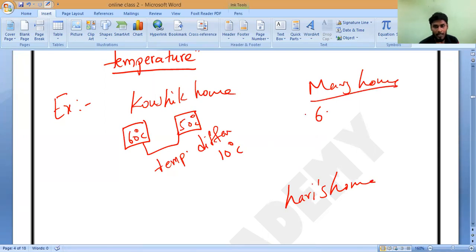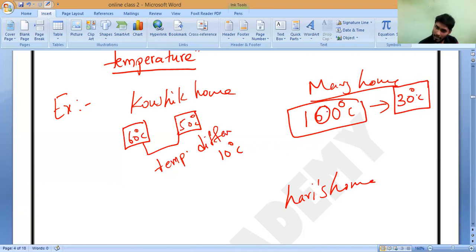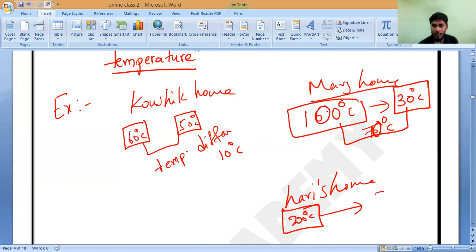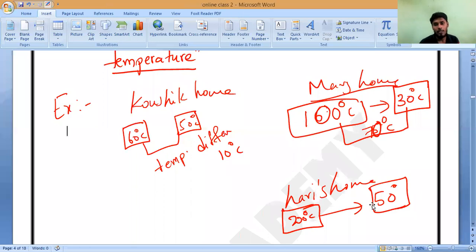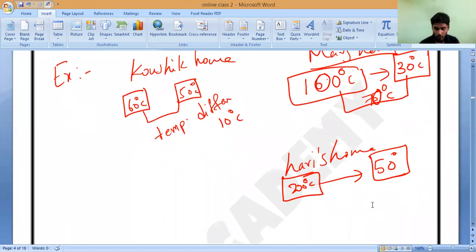Now, Mari's home. The body temperature is 100 degrees Celsius, one hot body, and the cold body is only 30 degrees Celsius. What is the temperature difference? 70 degrees. Is it yes or no? Let us consider Hari's home is 200 degrees Celsius and the other body temperature is 50 degrees Celsius. Observe very carefully. What is the difference here?